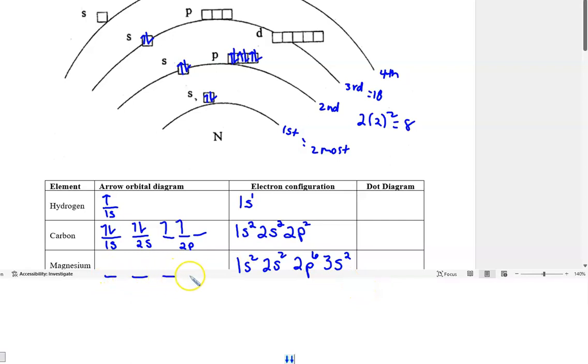Alrighty. Go ahead and put those. This is my 1s. That's my 2s. These are my 2p's, and this is my 3s. So then we've got these arrows. And then we go up, up, up, and then down, down, down, and this one's up and down. All right, are we understanding a little bit, hopefully?